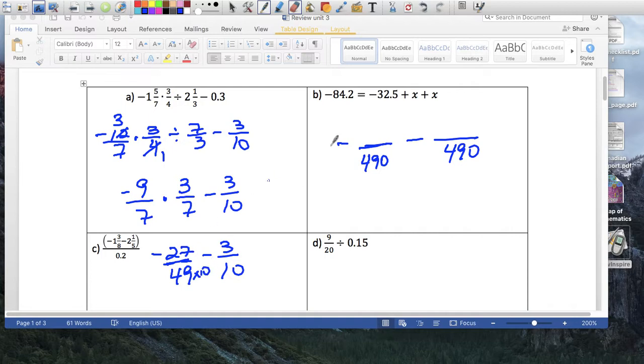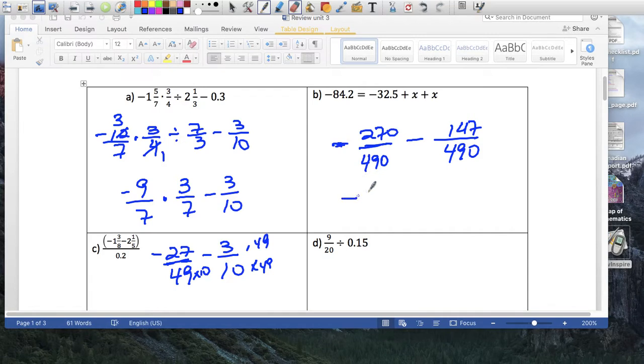So I'm going to multiply 27 times 10. I'm going to get 270. 10 times 49 is going to give me 490, so times 49, and therefore times 49 on top. That's going to be 144, I think. 147. 3 times 9 is 27, carry 2, 147.